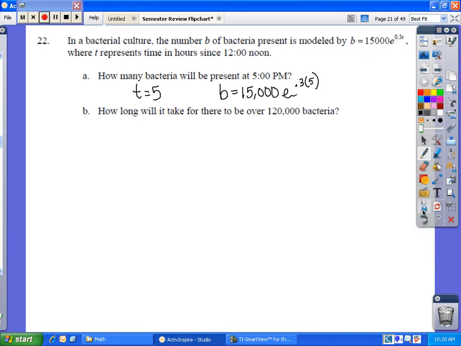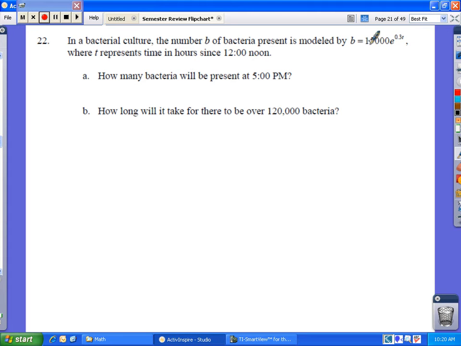Alright, so in this problem, in a bacterial culture, the number B of bacteria present is modeled by B equals 15,000 e to the 0.3 times t, where t represents time in hours since 12 noon. So how many bacteria will be present at 5 p.m.? That means that 5 hours has elapsed between noon and 5.